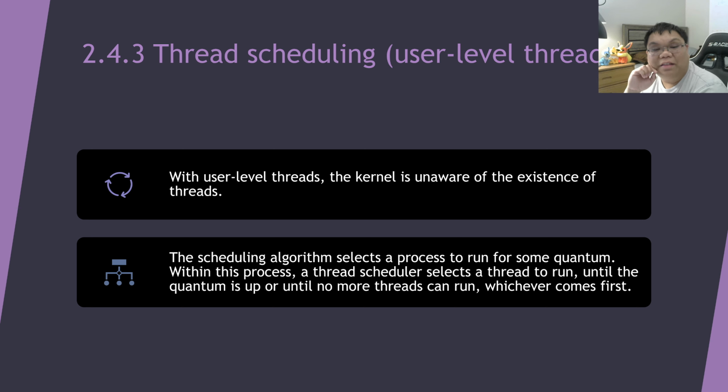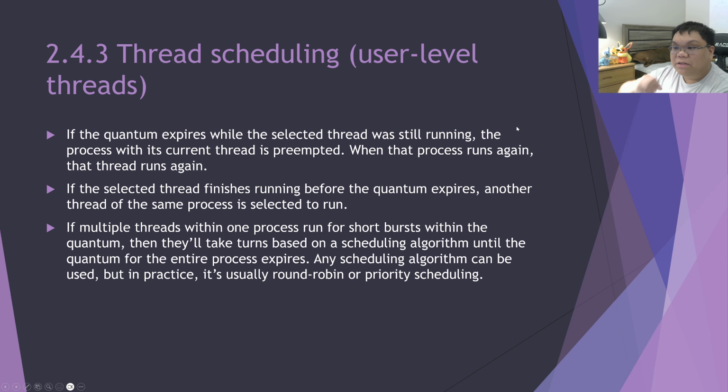But what if within that 10 milliseconds of allotted time for the process, thread 1 ran for 3 milliseconds, thread 2 ran for 3 milliseconds, but thread 3 had to run for 34 milliseconds? If the quantum expires with that thread running, the process with its current thread is preempted. When that process runs again, that thread will run again.